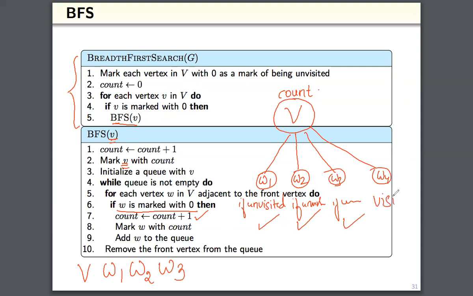Suppose this node is already visited, then we will not expand on this, right? We don't need to cover this. So if we don't need to cover this, what does that mean? We will not add W4 to the queue, and we will also not mark it because it is already marked. It is already visited, right? If it is already visited, we will not revisit it again. So that's the idea. Make sense?